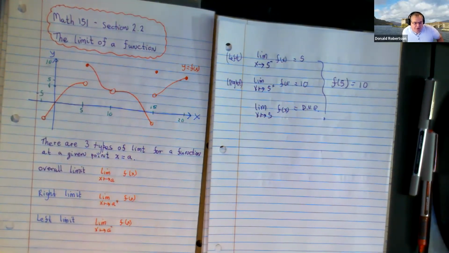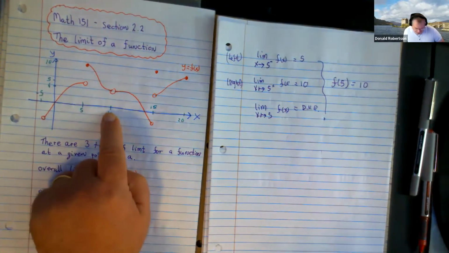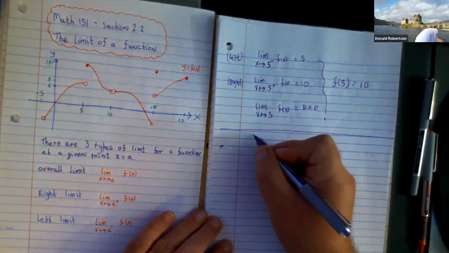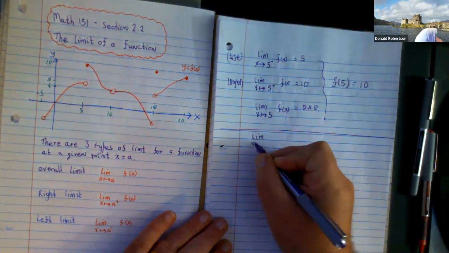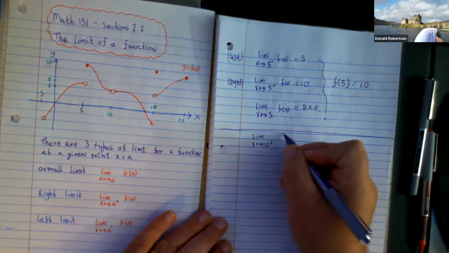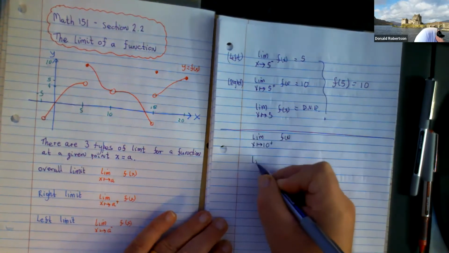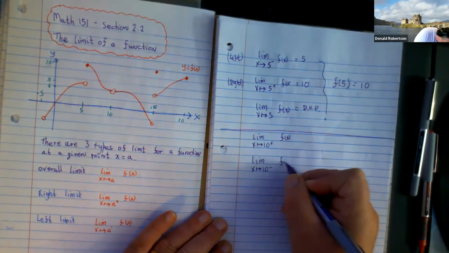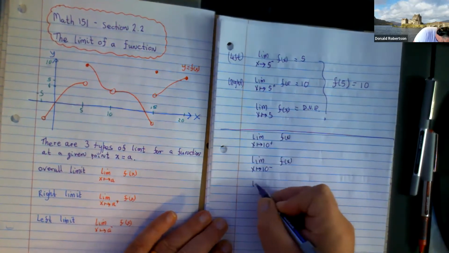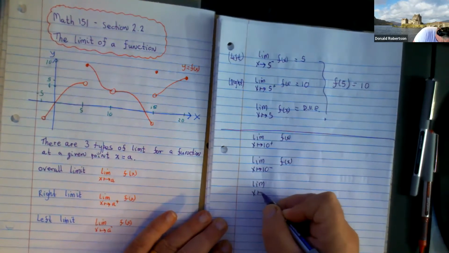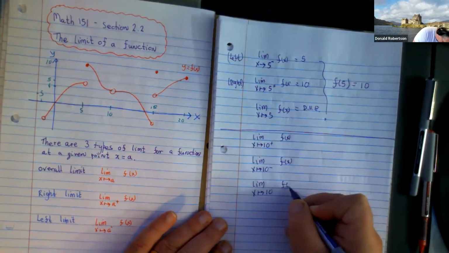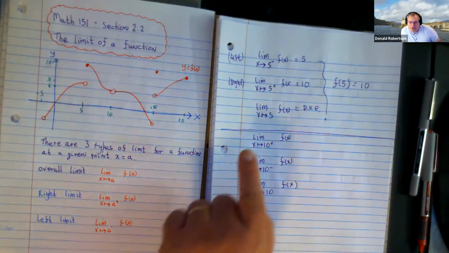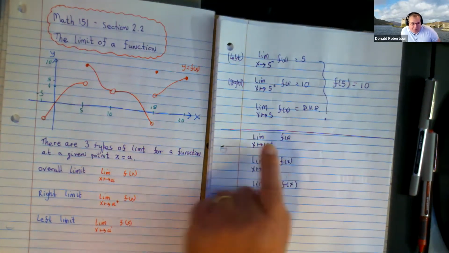Okay, let's look at what's happening at 10 then. I'm going to do the limit as x tends to 10 plus. I'm going to try and evaluate the limit as x tends to 10 minus. And then we'll see if the overall limit exists. And then we'll see what I ask after that.